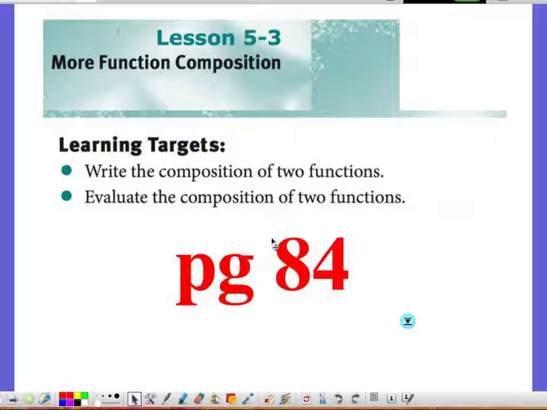Hello, and this video is on lesson 5-3, where we talk about compositions. Learning targets are to write the composition of two functions, evaluate the composition of two functions, and this begins on page 84.